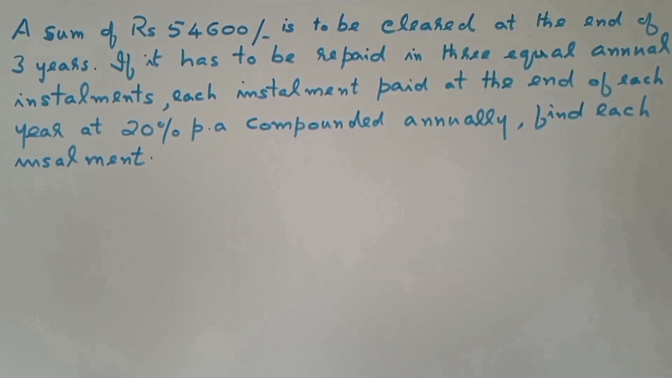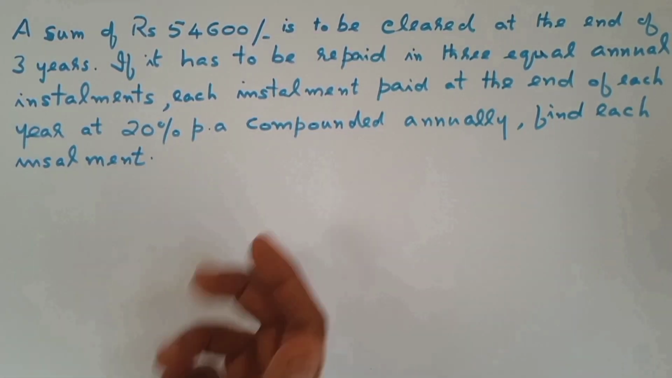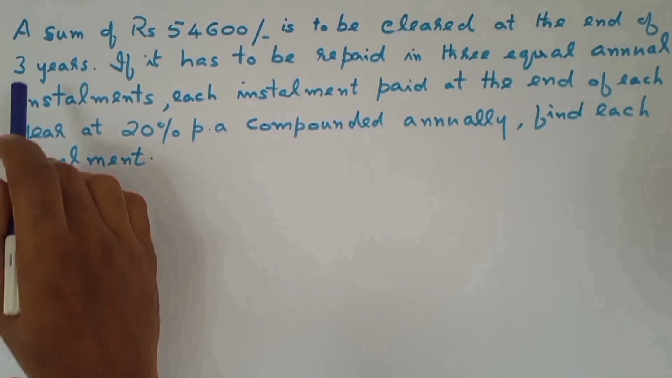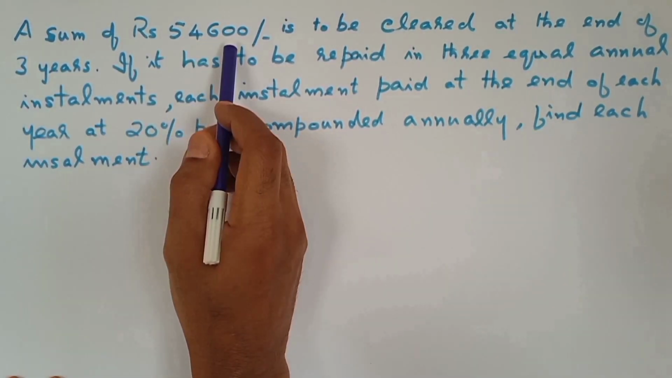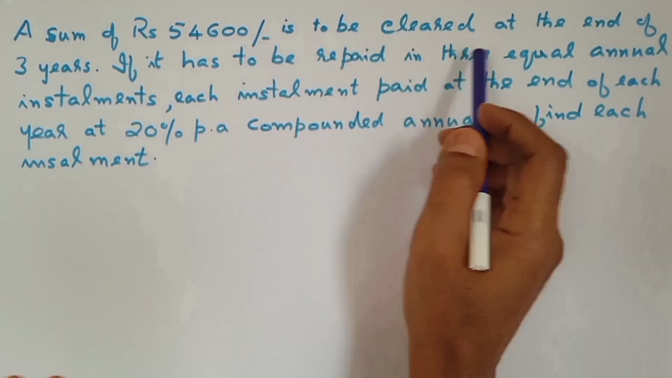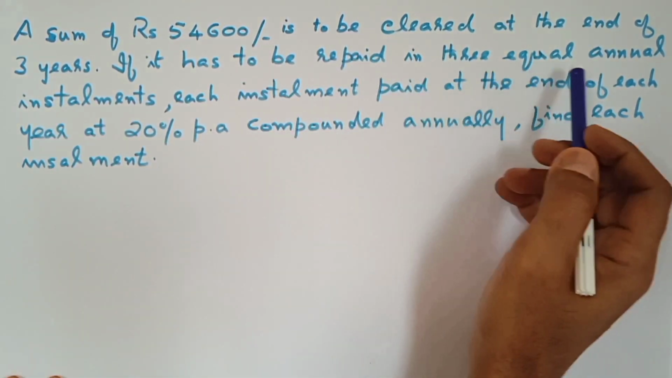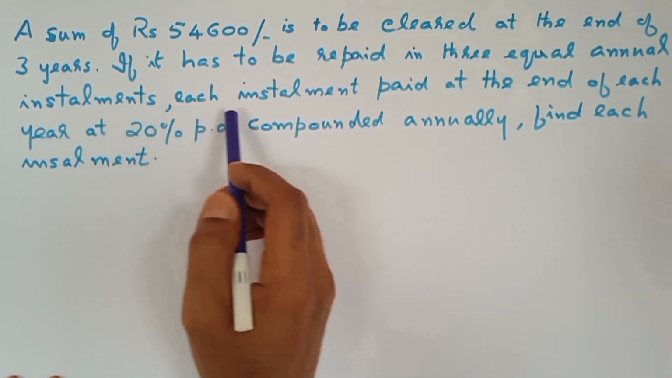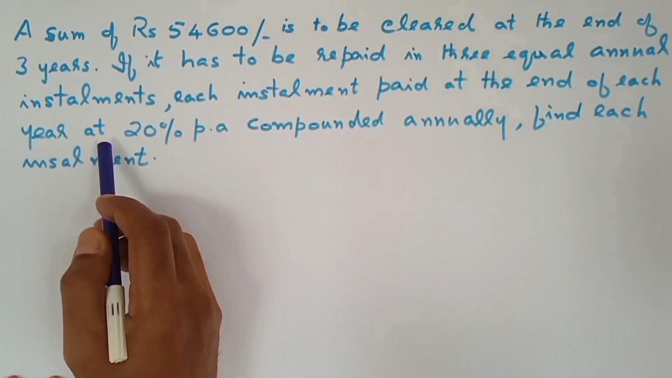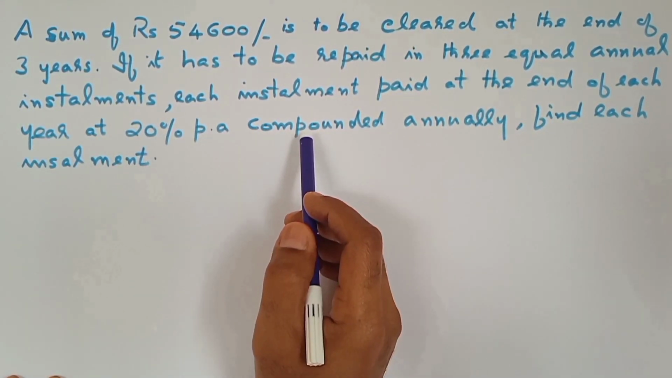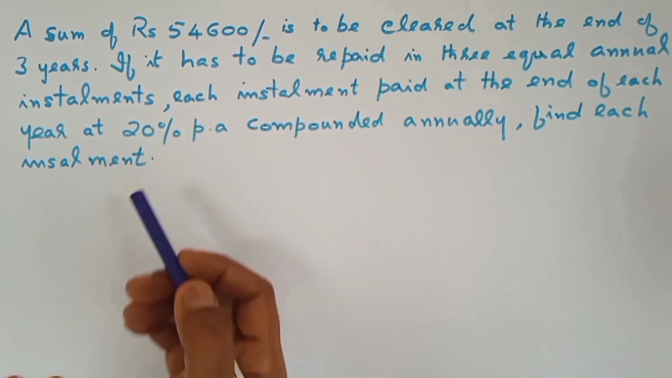Hey guys, let's work out a tricky problem from compound interest. The question is this: a sum of rupees 54,600 is to be cleared at the end of 3 years. If it has to be repaid in 3 equal annual installments, each installment paid at the end of each year at 20% per annum, compounded annually, find each installment.